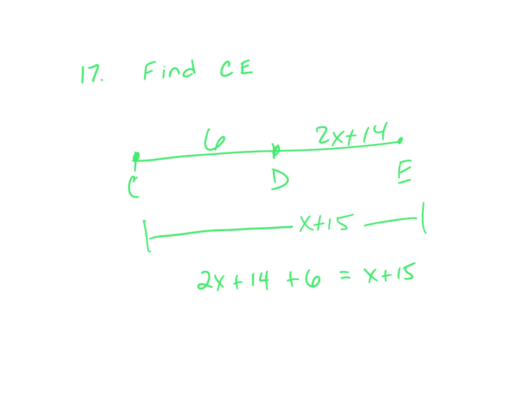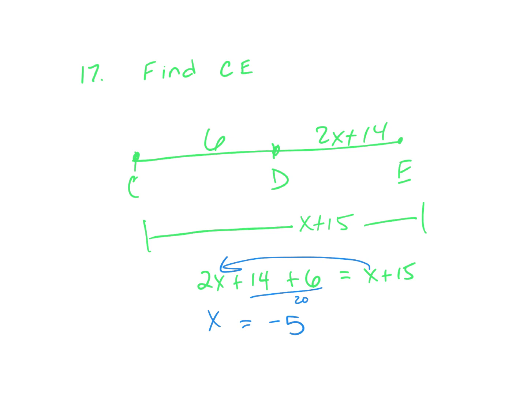So now we just start leaving the x alone again, and we have 2x minus x is x, and this adds up to 20. So 15 minus 20 is -5. X can be negative if when we plug it back into the 2x plus 14 and the x plus 15, it doesn't go negative on us. Because you can't have a negative segment length or a negative angle or anything like that. But x can be negative.